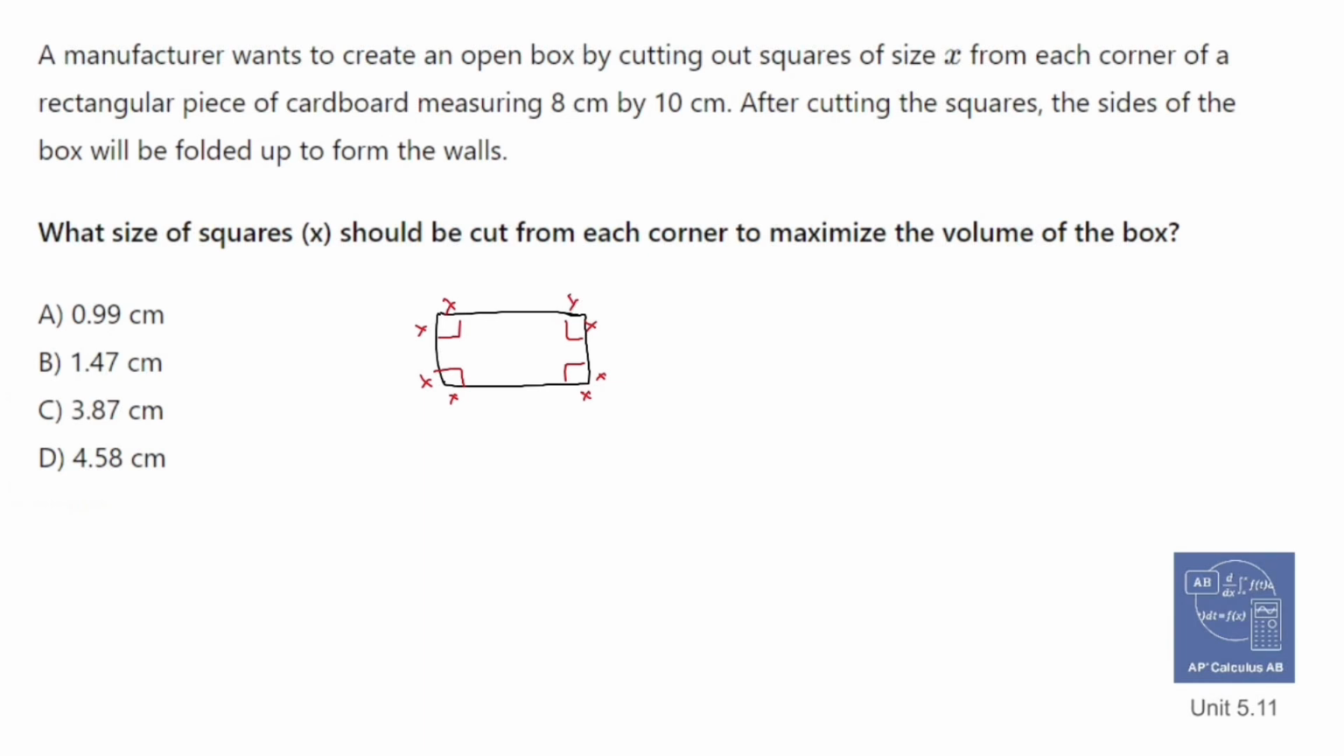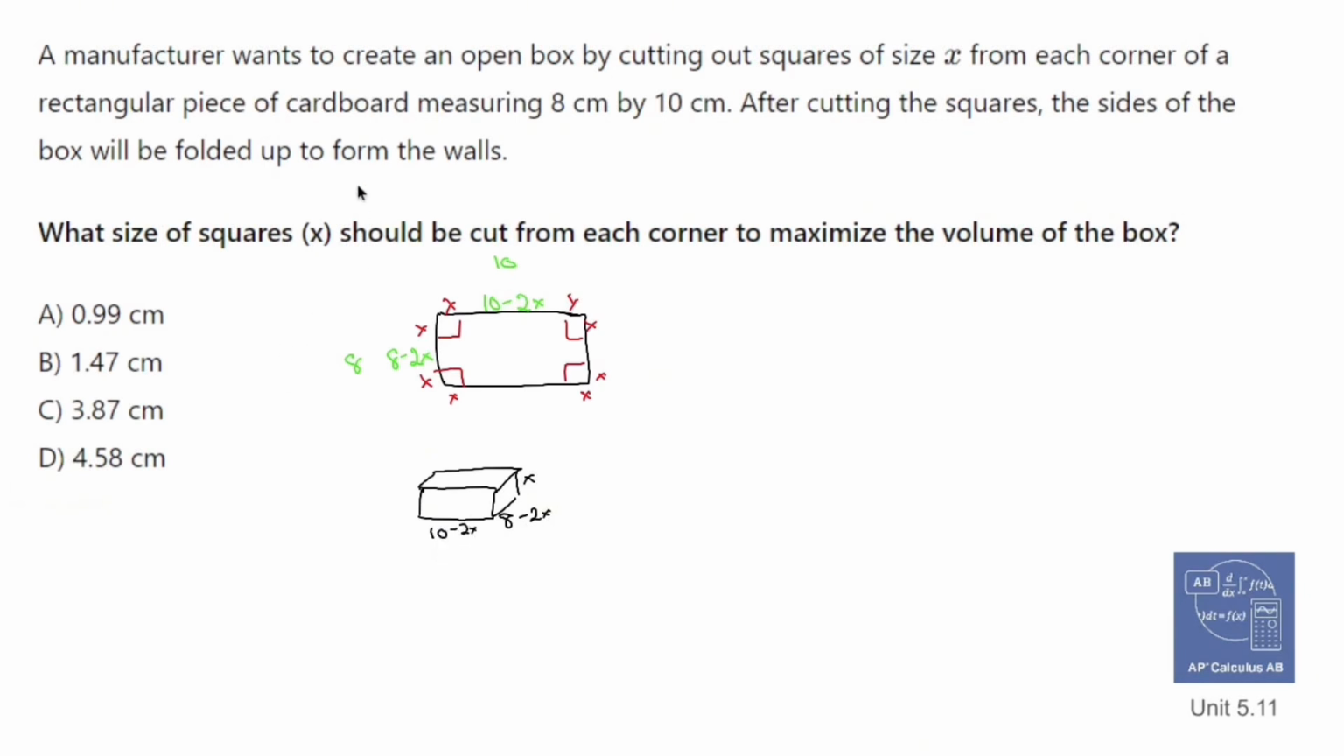Now I know that one of these sides is 10 and one of these sides is 8, which means after I cut things out, this side is going to be 10 minus x, so 10 minus 2x, and this one is going to be 8 minus x, so 8 minus 2x. When I take these sides and fold them up, that gives me a box with an open top, right? Where the height is going to be x, the width is going to be 8 minus 2x, and the length is going to be 10 minus 2x.